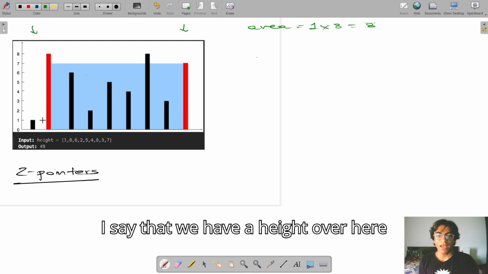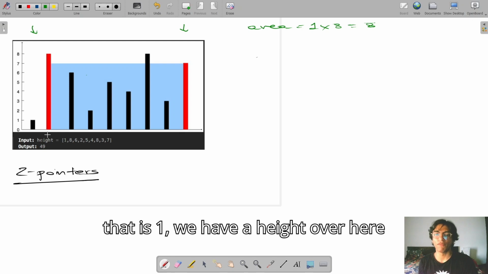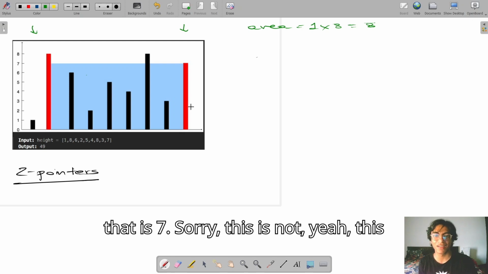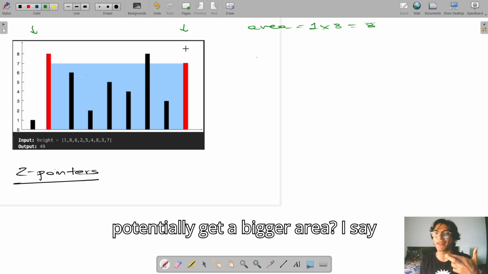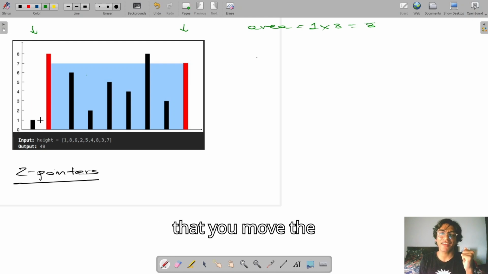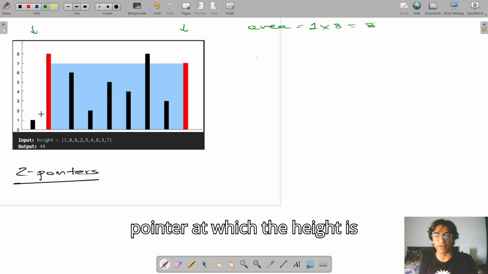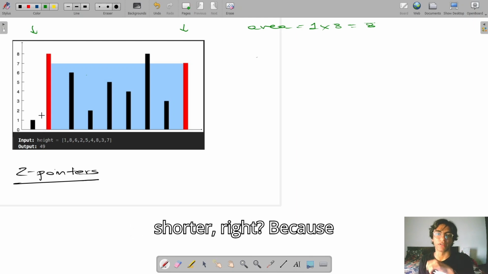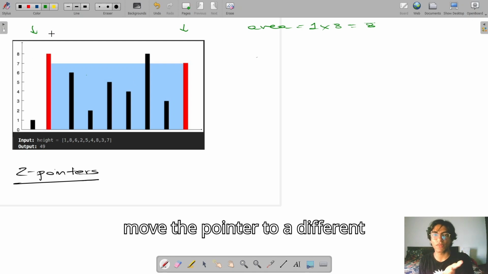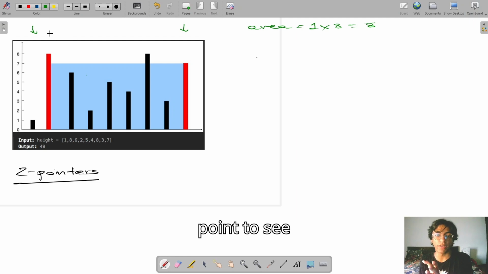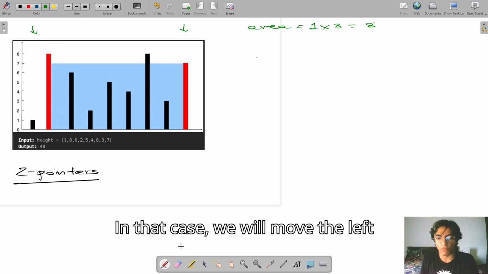So I say that we have a height over here that is 1. We have a height over here that is 7. So which pointer should be moved to potentially get a bigger area? I say that you move the pointer at which the height is shorter, right? Because if the height is shorter, we potentially move the pointer to a different point to see if we have a bigger height potentially. In that case, we will move the left pointer over here.